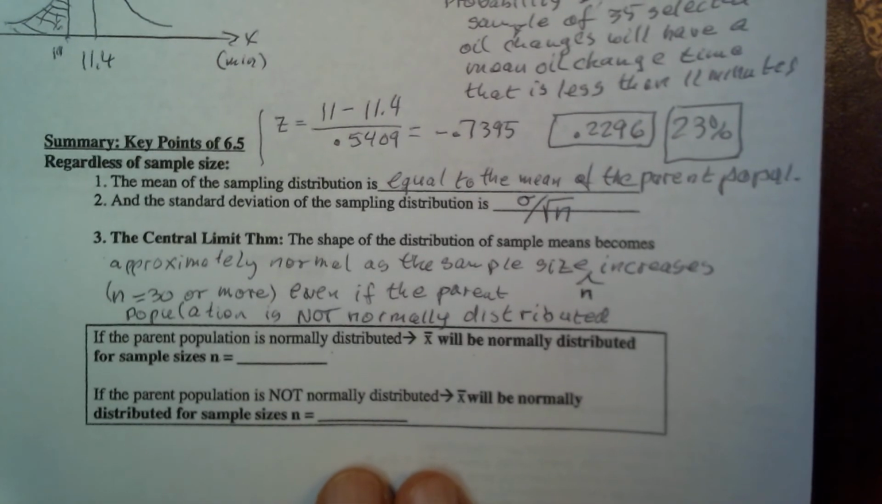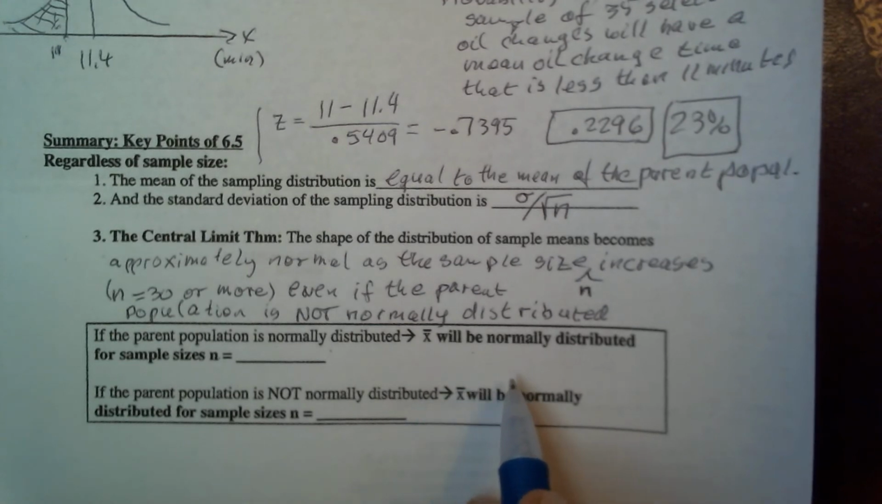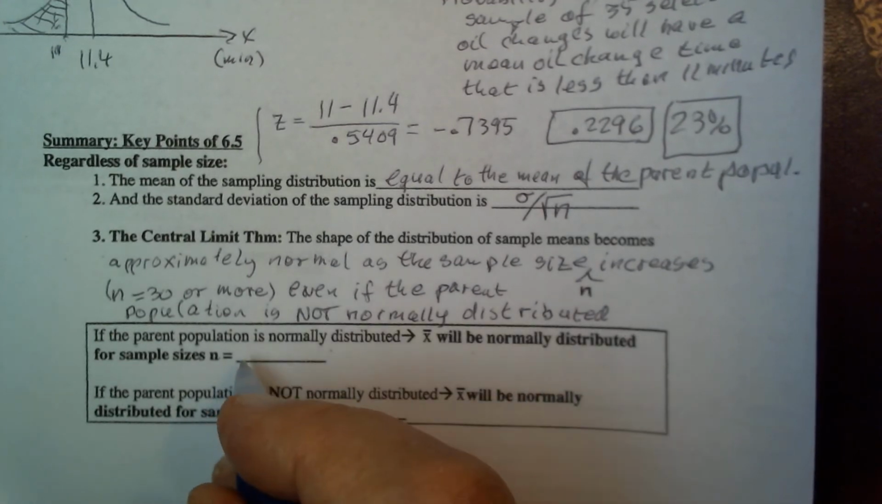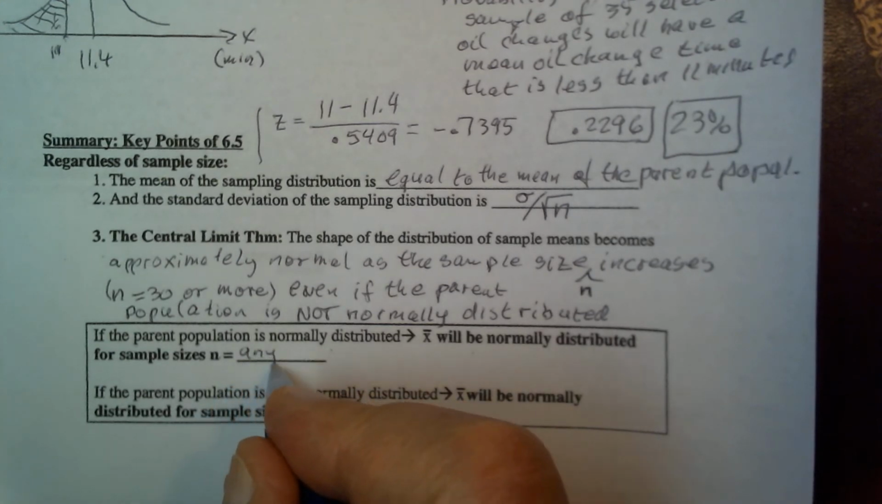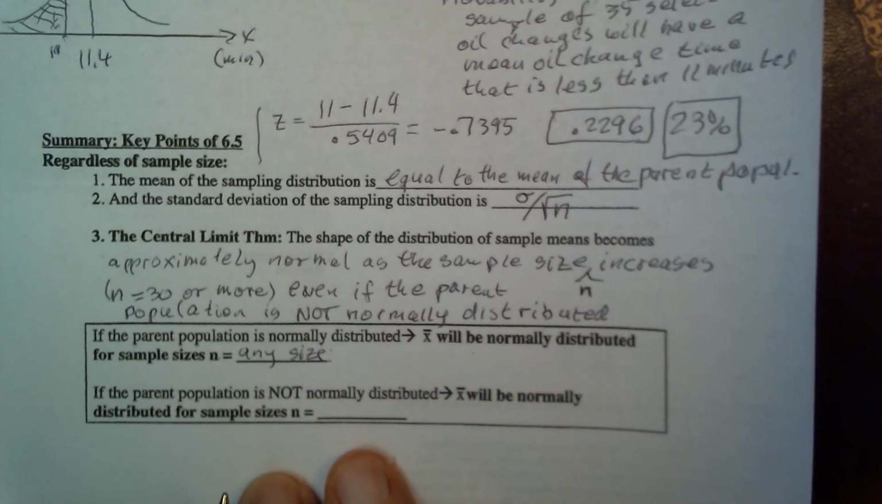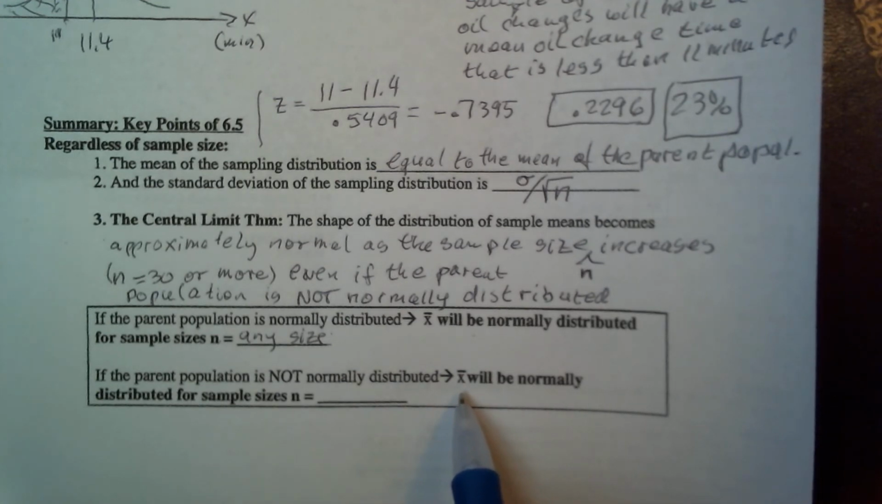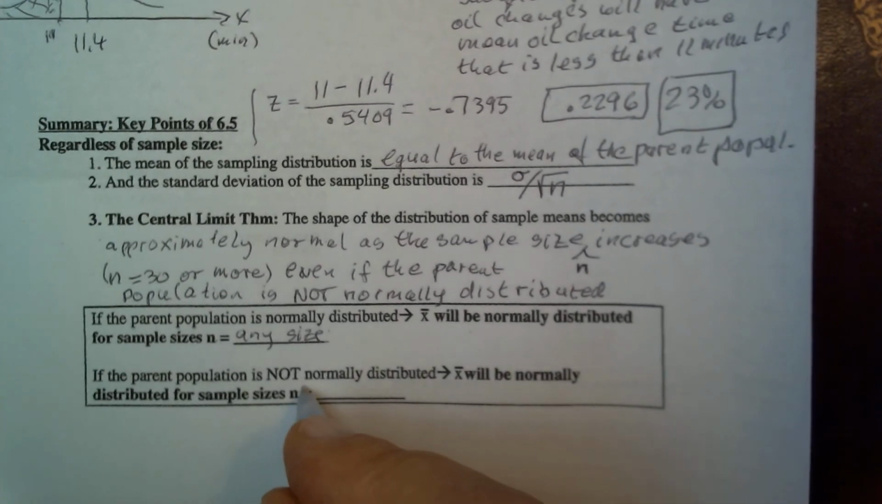In summary then, if the parent population is normally distributed, the sample means will be normally distributed for sample size n equals, well, any size. And if the parent population is not normally distributed, the sample means will be normally distributed for sample sizes n greater than or equal to 30.